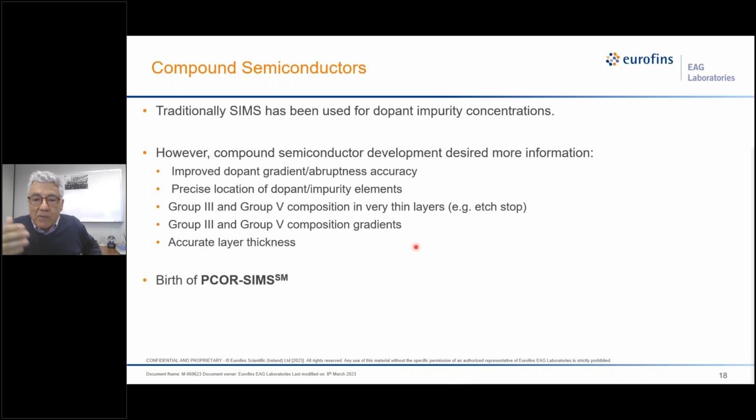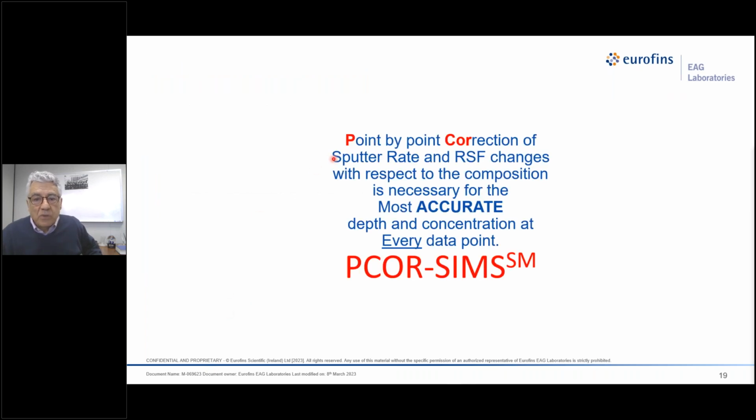All of this is within the realm of SIMS, but it requires new thinking, new theory, a new way of calibrating the SIMS signals. And that we call the P-core SIMS, short for point-by-point correction to the sputter rate and RSF changes, so you can get the most accurate data for the depth and the concentration at every data point. And we call that P-core SIMS. So we're going to be showing a lot of P-core SIMS data throughout this event.